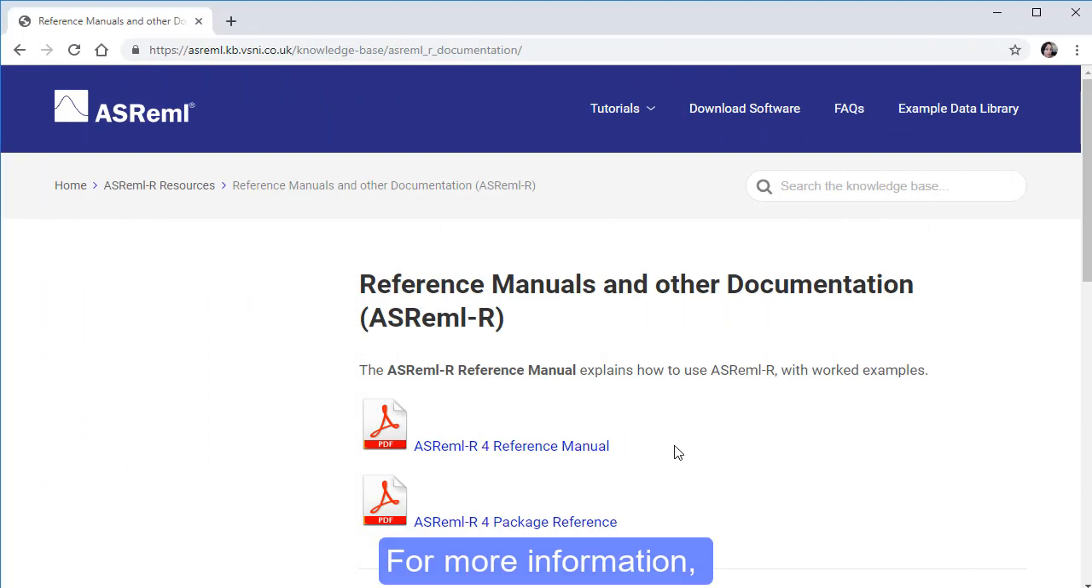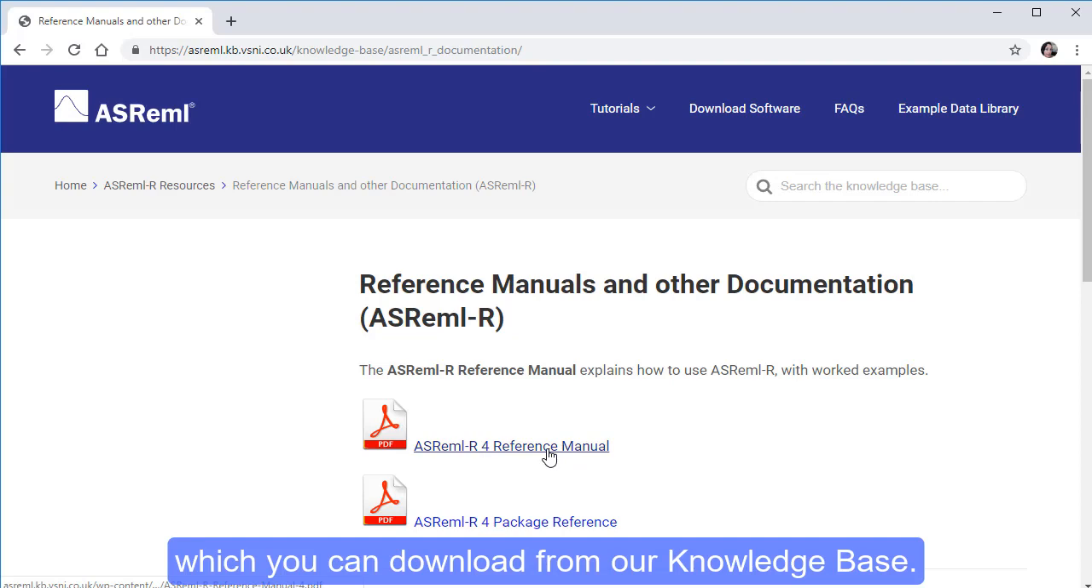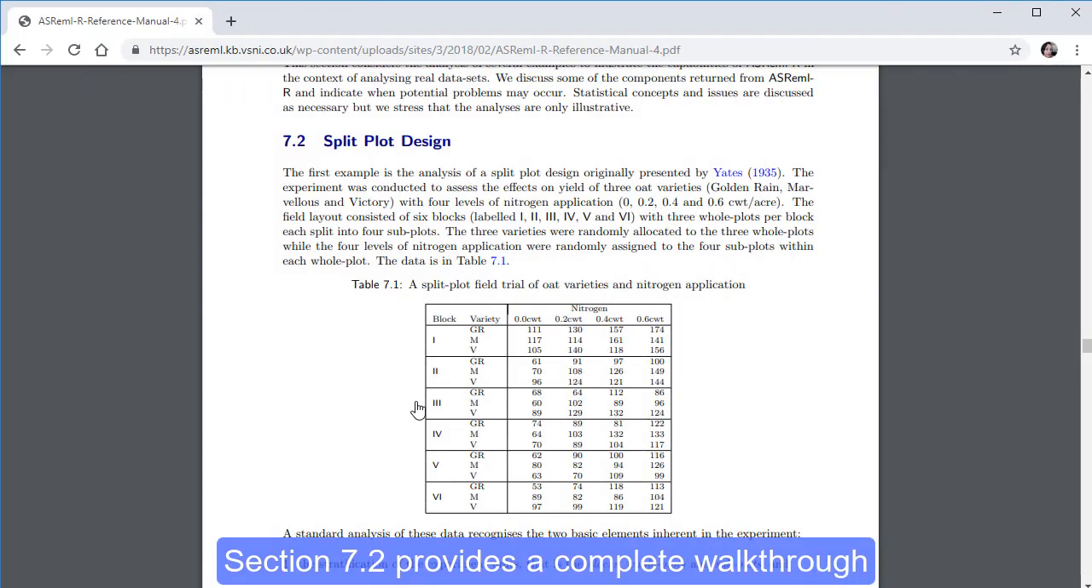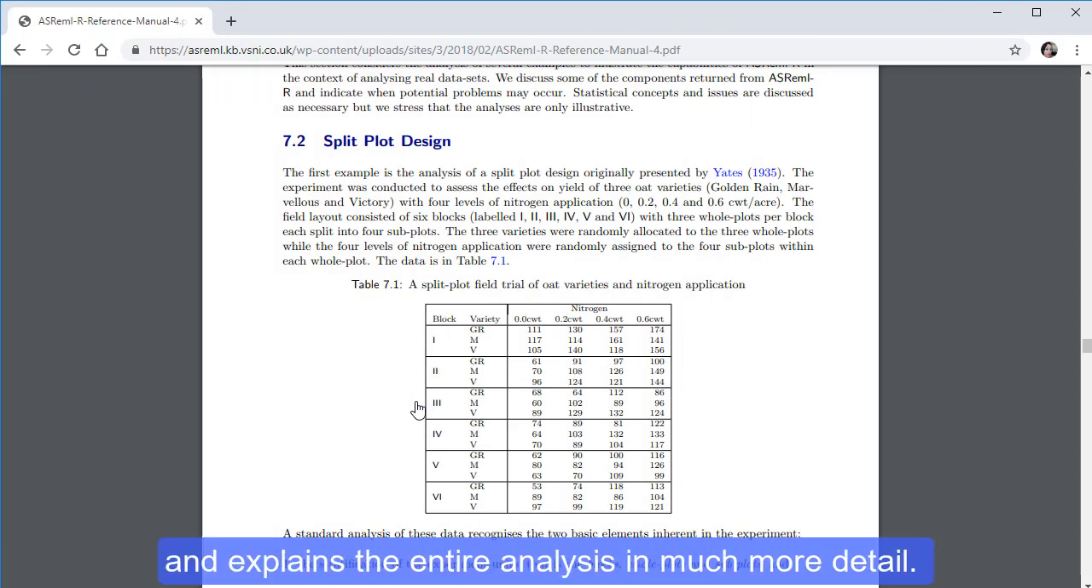For more information, please read the ASReml-R reference manual, which you can download from our knowledge base. Section 7.2 provides a complete walkthrough of the example used in this video and explains the entire analysis in much more detail.